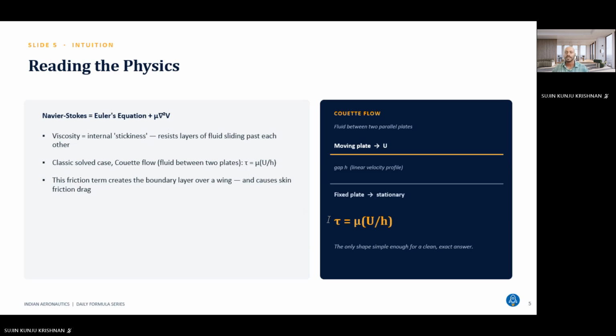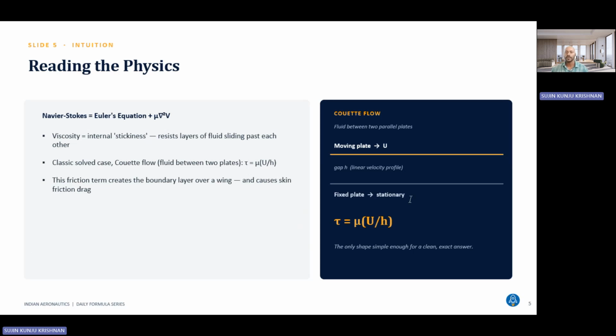Now, think of viscosity as internal stiffness. If you drag your hand through honey versus through air, you feel enormously more resistance in the honey. That resistance is exactly what the mu grad squared v term represents mathematically.